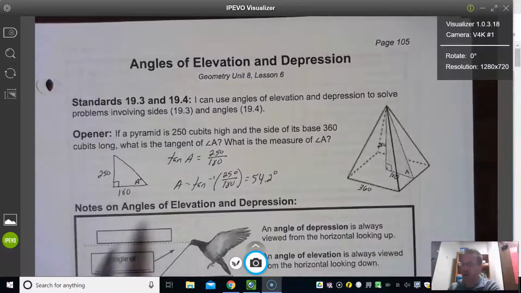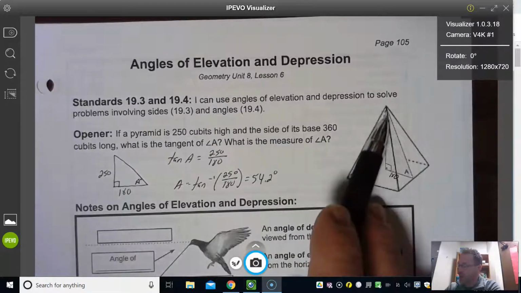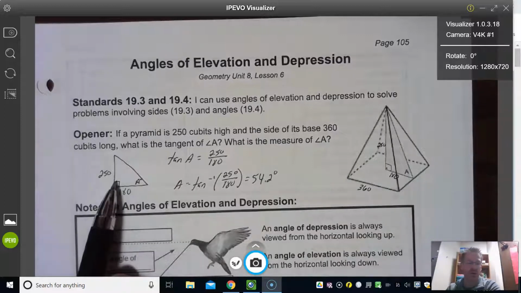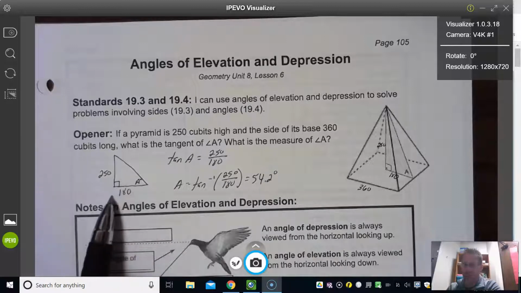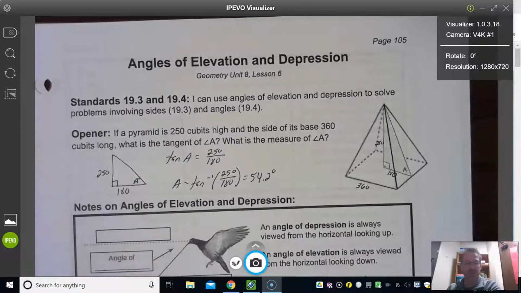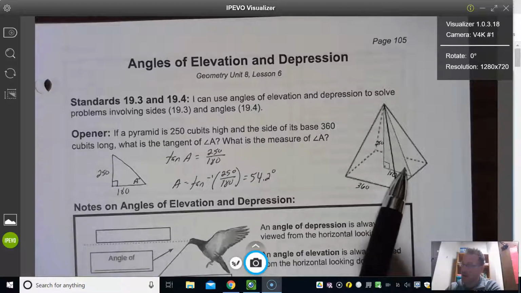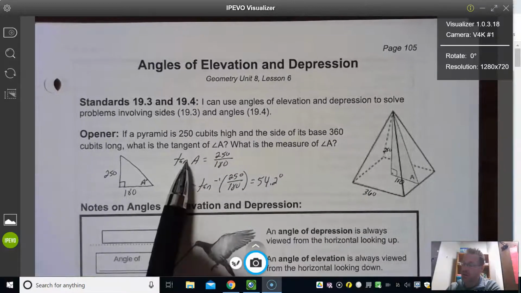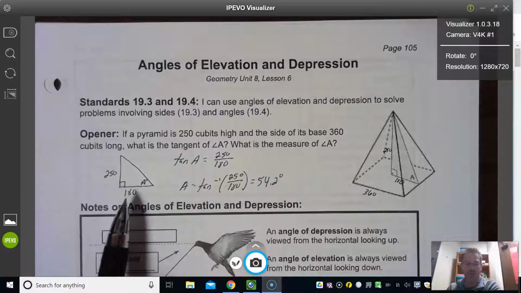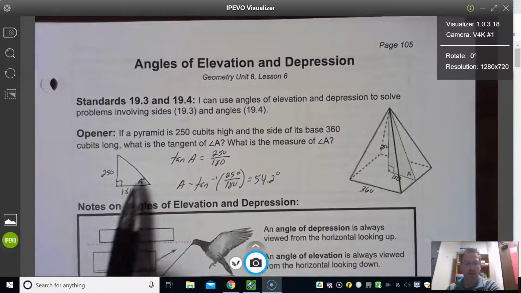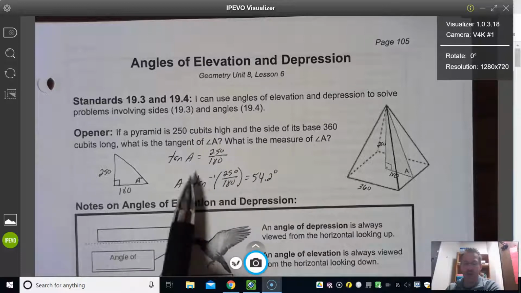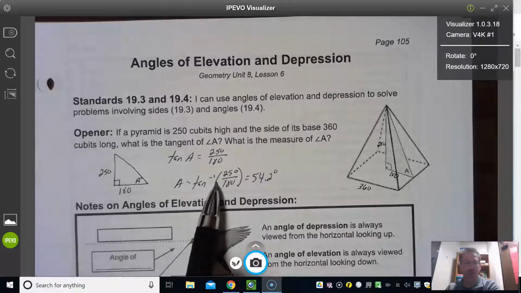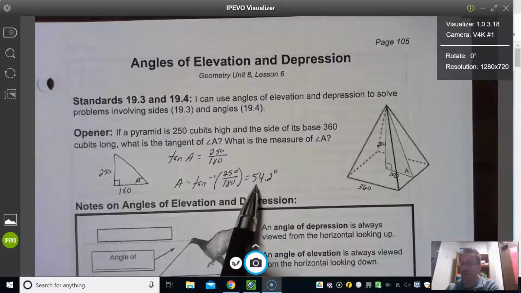And that's important because that allows us to assume that if this side is 360, this side of the triangle is 180. And so all I did was take this triangle right here and redraw it here just to make it a little bit easier to see. And so here's the height, 250, and then here's that length of half the side, which is 180, and then here's that angle A that we had right here. So you can see that the tangent of angle A is 250 over 180 cubits. And then once again, to solve for angle A, we have to do the inverse of that ratio to find the angle, and hopefully you got that angle A is 54.2 degrees.